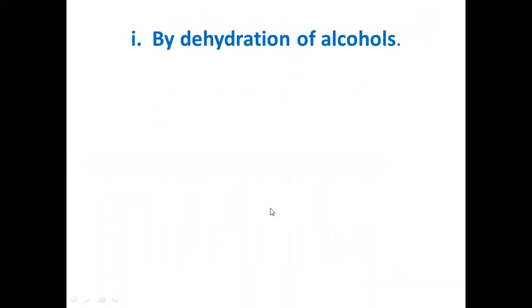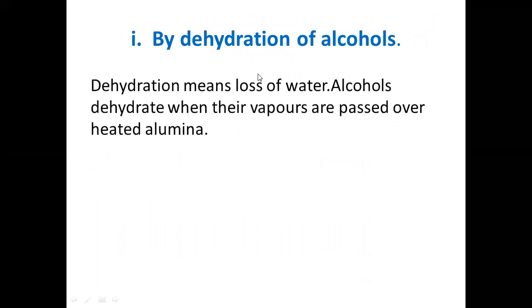Let us discuss the first method, which is by dehydration of alcohols. Dehydration means loss of water, and alcohols dehydrate when their vapors are passed over heated alumina. It means in the presence of heated alumina, what will happen? The OH group from the alcohol and hydrogen from another carbon atom will evaporate out in the form of vapors.